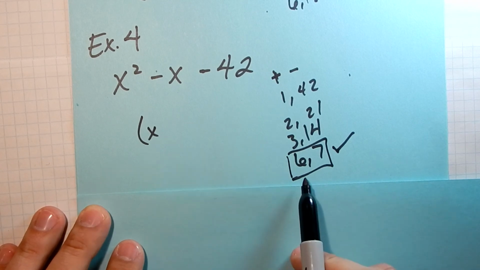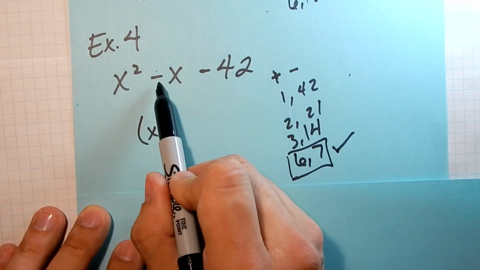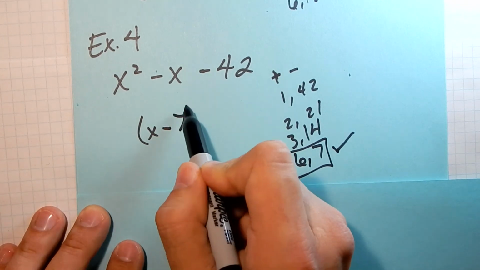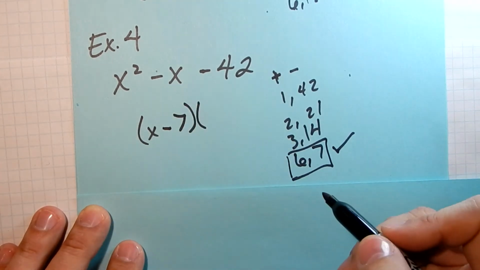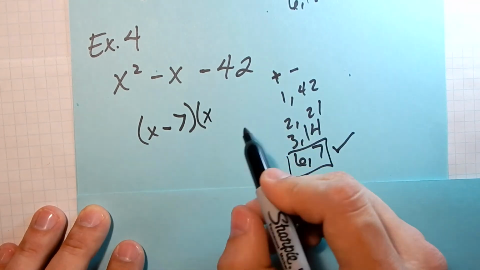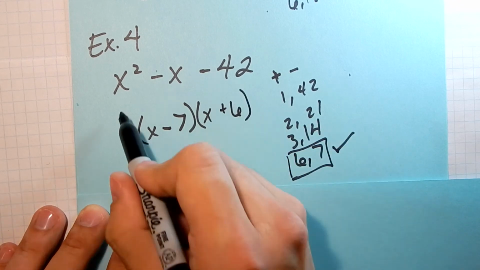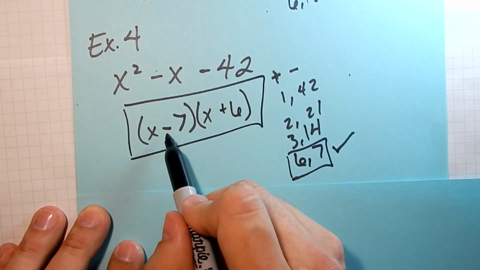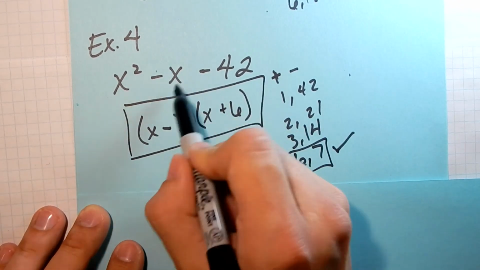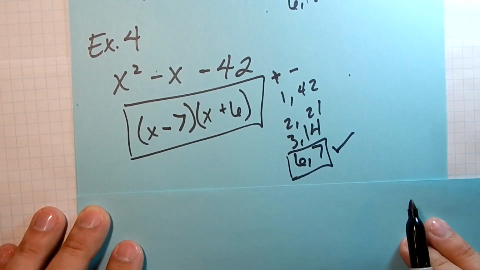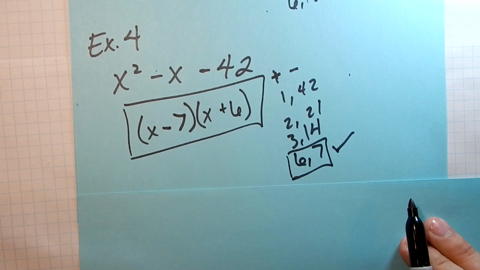So for this, we've got a negative 1 as the sum, which means the bigger number, the one with the greater absolute value, I guess, would be the negative 1. So we have x minus 7 and x plus 6. So if we look at that, we have negative 7 plus 6 is a negative 1. Negative 7 times 6 is a negative 42. So hopefully that helped you out a little bit.